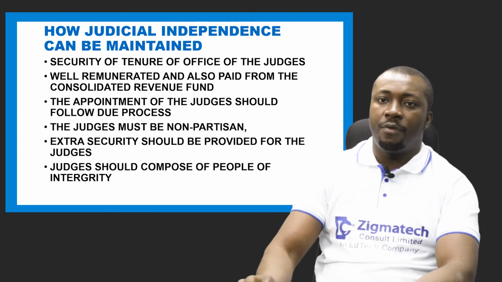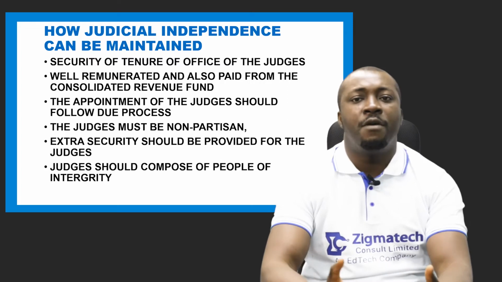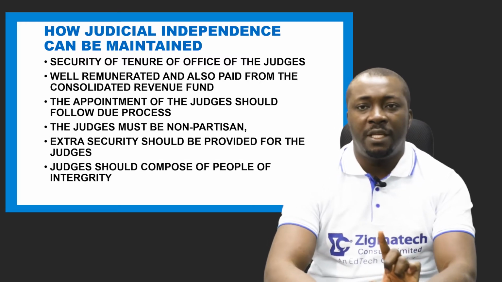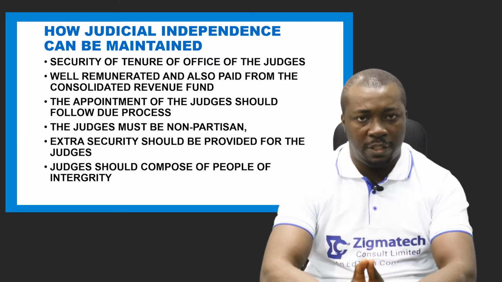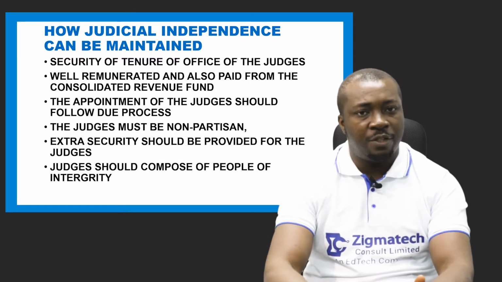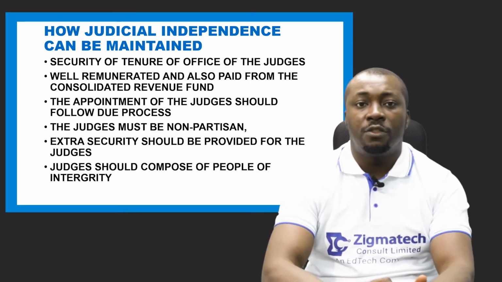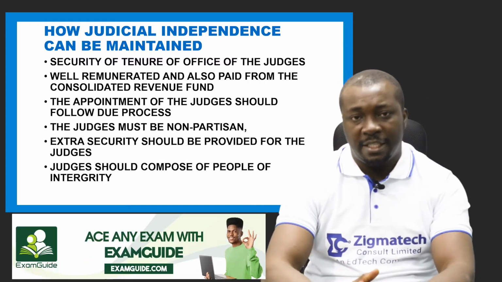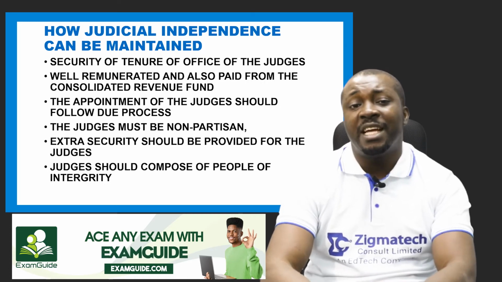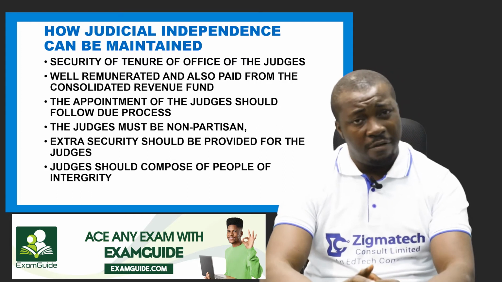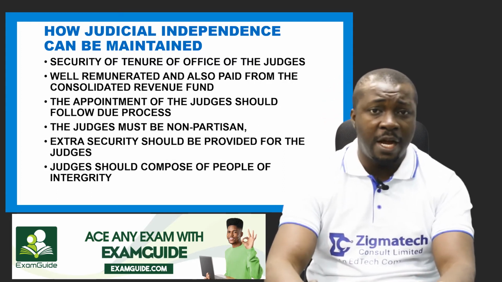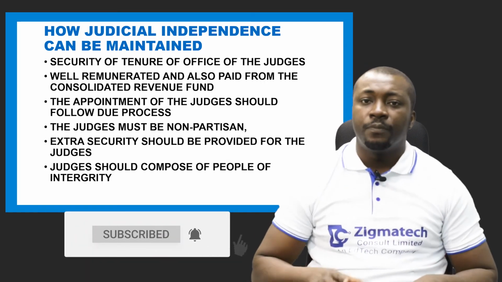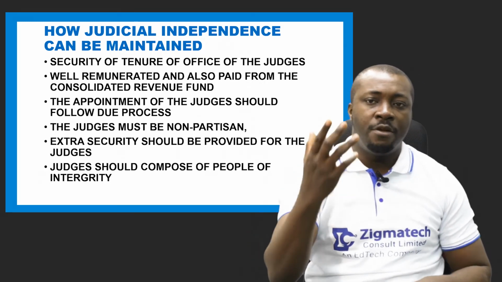Now let's look at how we can promote the independence of the judiciary, or how we can maintain the independence of the judiciary. Number one, there should be secured tenure of office of the judges, meaning they shouldn't be removed at will. The Chief Justice should have tenure of office of 5 years, and during that period cannot be removed except there is an established ground of gross misconduct, violation of the rules guiding their operations, and other ones. So there should be security of tenure. They shouldn't be removed that way. Then there should be proper remuneration.